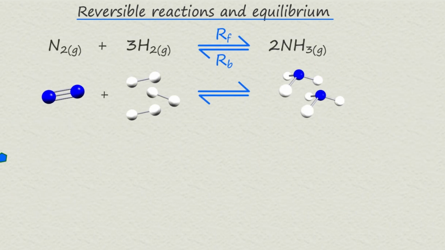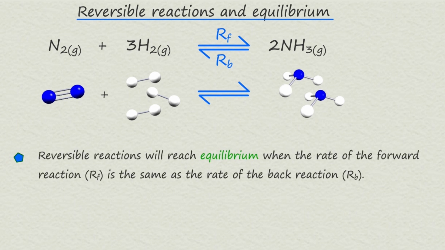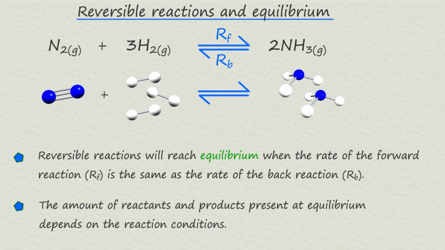Now, recall that reversible reactions will eventually reach equilibrium. That is, a position where the rate of the forward and the rate of the reverse reactions are equal. However, the amount of reactants and products present in an equilibrium mixture will depend entirely on the reacting conditions.